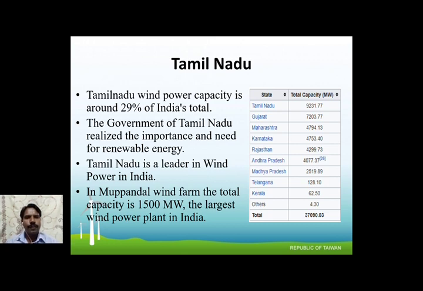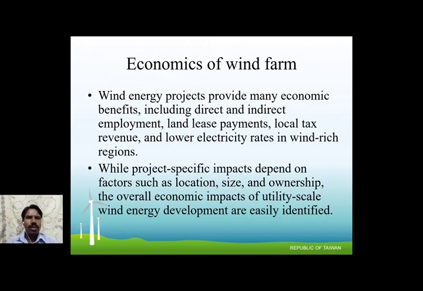In Muppandal, we can produce 1,500 megawatts. It is a large wind power plant in India, and the second largest in the world and Asia. And then the economics of wind farms. We can set up a wind farm with one or more plants.